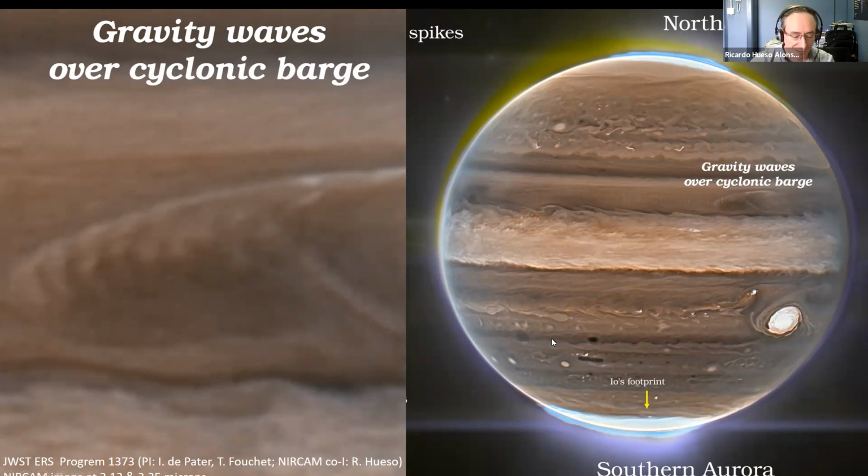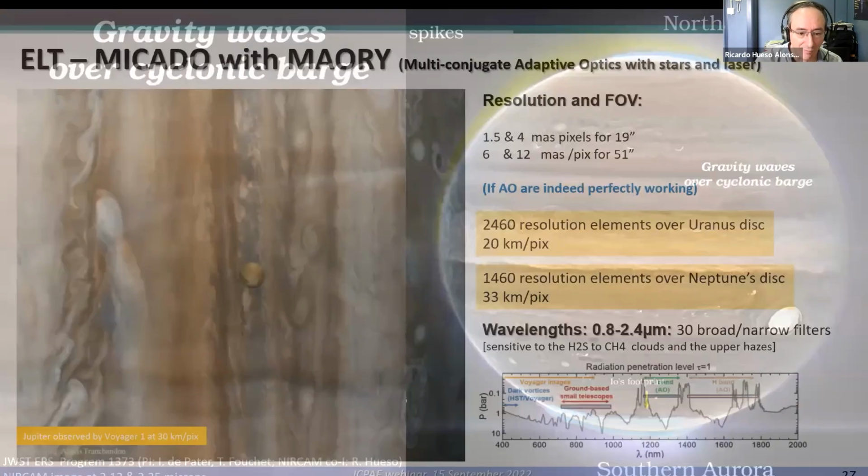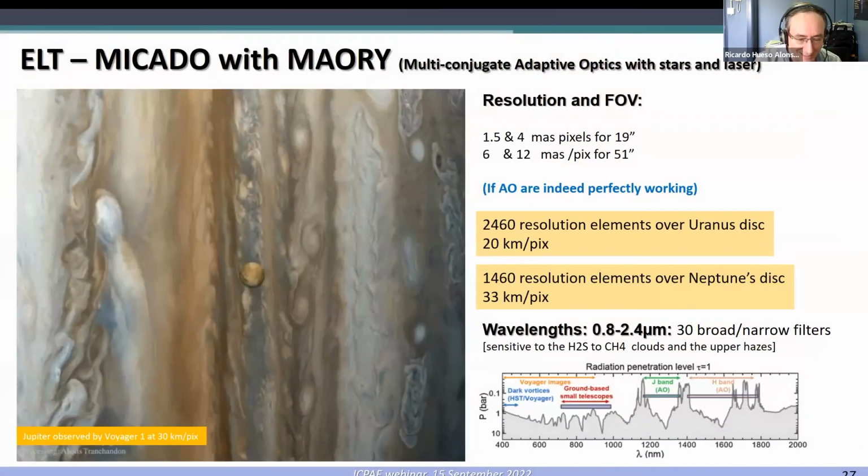So even in a planet that is much better known like Jupiter, we are getting new fantastic results with a telescope like JWST. And JWST is going to completely change what we know about Uranus and Neptune in the next few years, and it's going to really change our understanding of these planets.